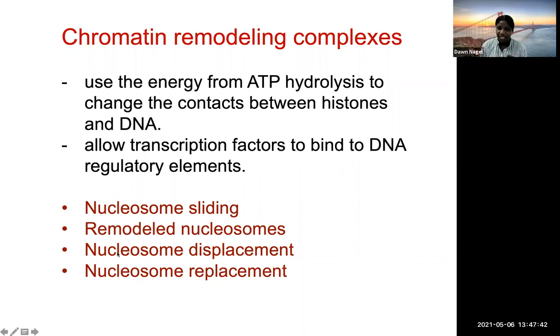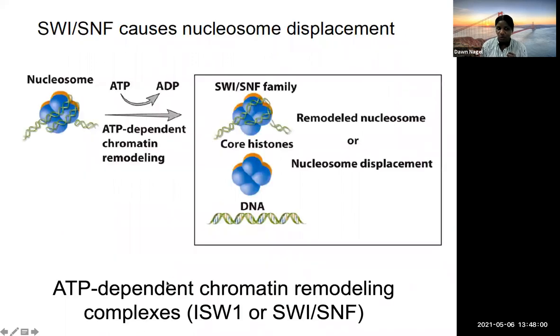The way they do it depends on the complex. So some chromatin remodeling complexes will be involved in nucleosome sliding. It will slide the nucleosome, remodel the nucleosome, displace the nucleosome, or completely replace the nucleosome, okay? And one of the very, very common nucleosome remodeling complexes, again, this is a complex, so there are many, many proteins that are part of these complexes, okay?